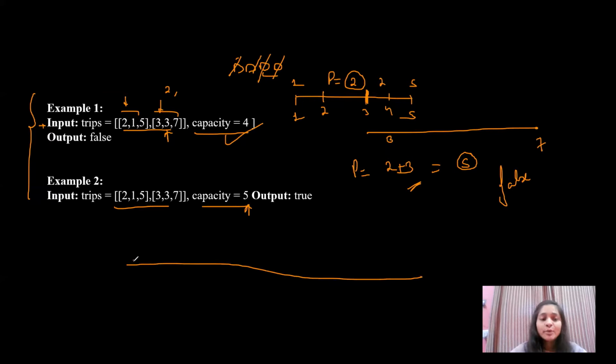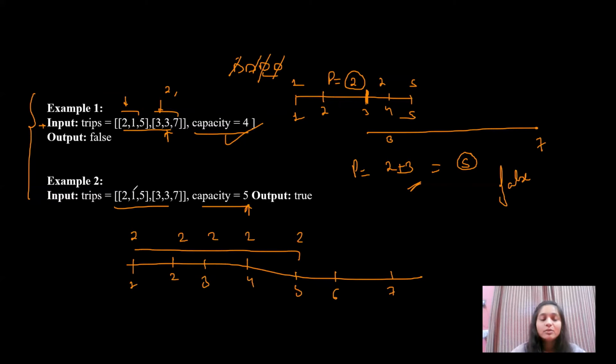Since we are taking the people, let's make the timeline as well. Suppose this is the timeline, because we are starting from 1 and the last trip is ending at 7. So I made the timeline of 7. Now, from the timeline when we were having 2 passengers till the timeline 5, till here we are having 2 passengers each.